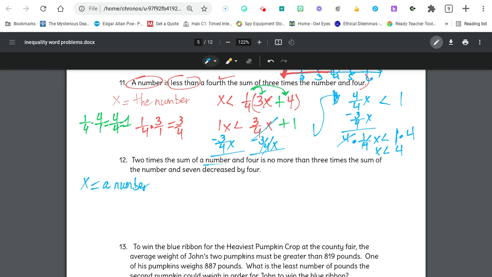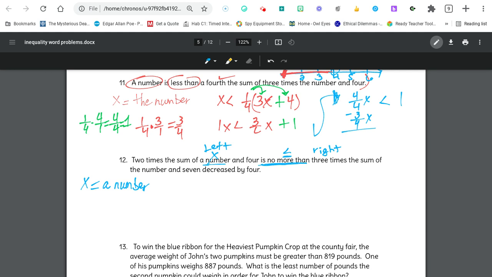Go back up here and look for every "a number." I'm going to have to erase some of this. That's going to be an x. I will tell you that "no more than" means less than or equal to. That's going to separate the left side of my inequality from the right side of my inequality.